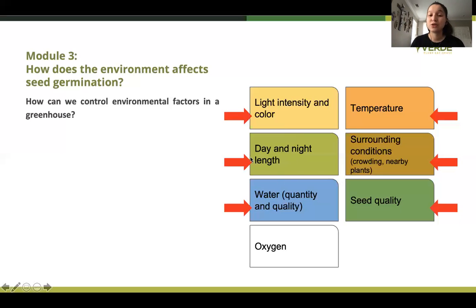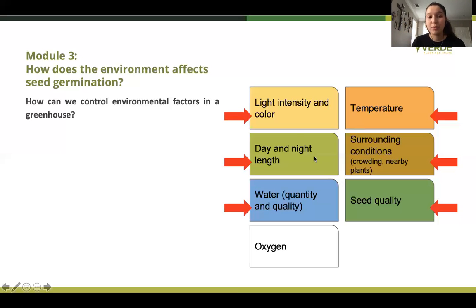Another way that you can control day and night length is by creating a longer night length, by maybe covering up your seedlings with a box, right? Some plants really need that dark period. Some seeds need that dark period to germinate, and some plants need it to grow.